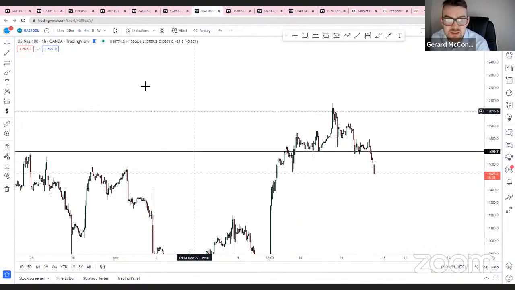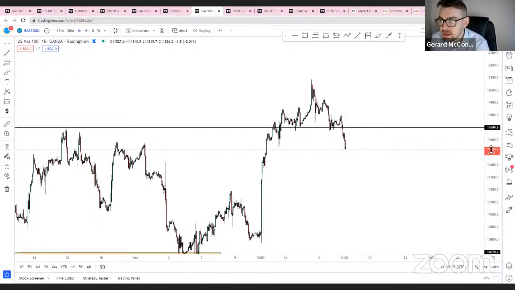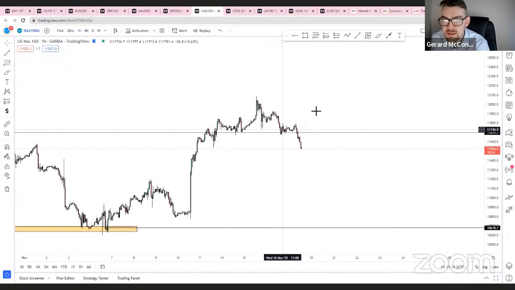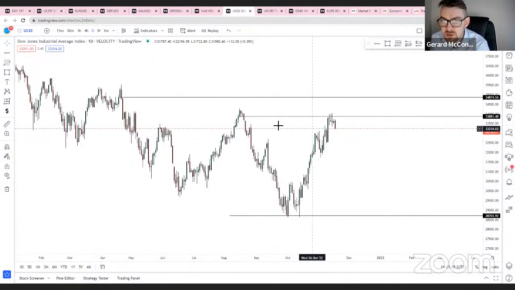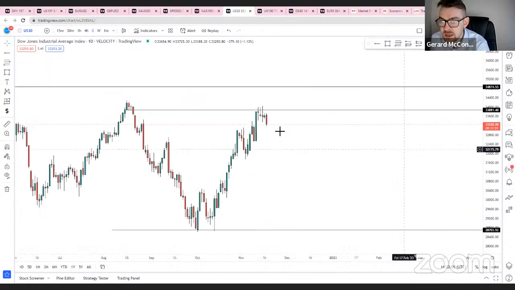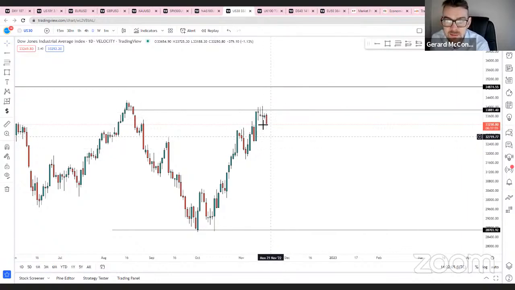Of course, that's not just exclusive to the S&Ps. We're seeing the NASDAQ drift lower; it's trading under the 11,700 level. And the Dow Jones, off that daily level at 33,800 and the rejections this week at 34,000, has come lower as well.